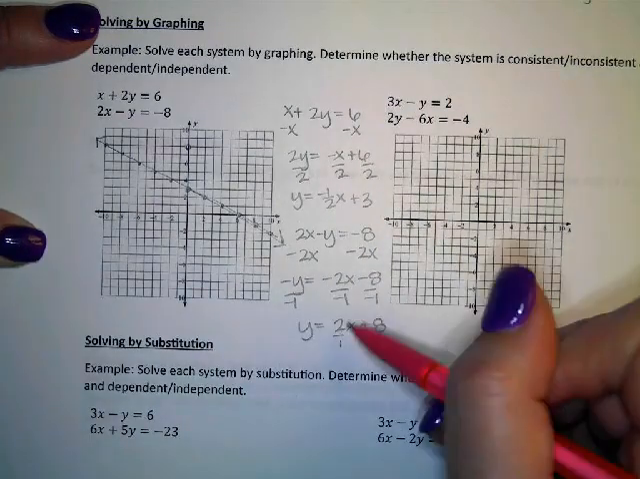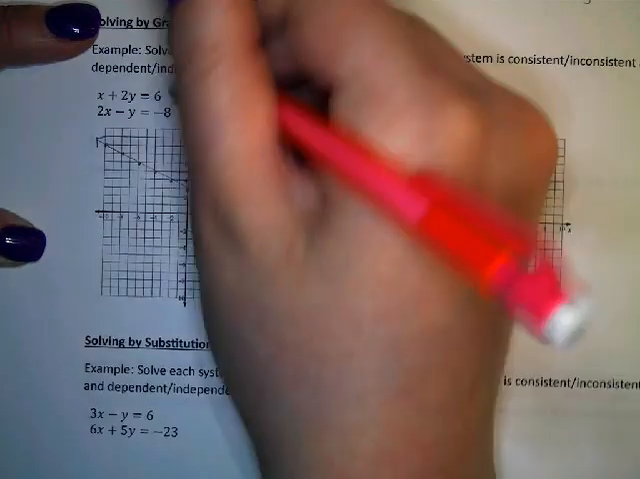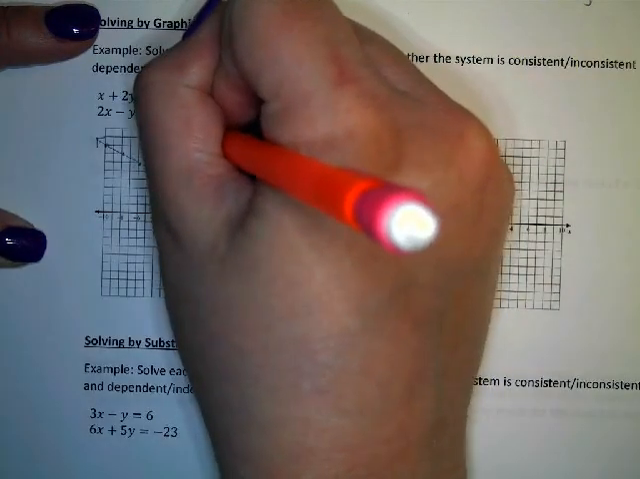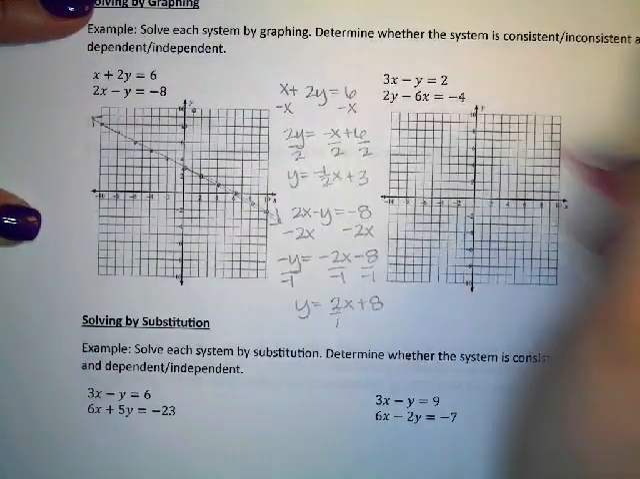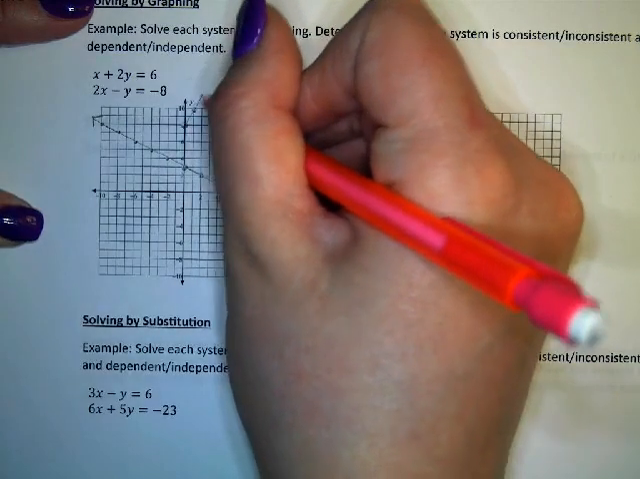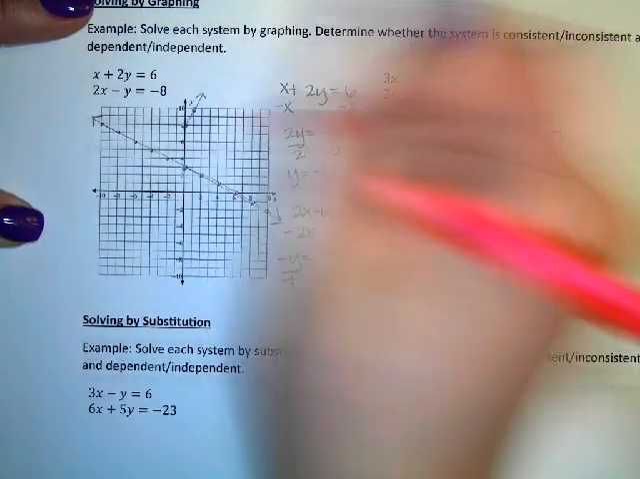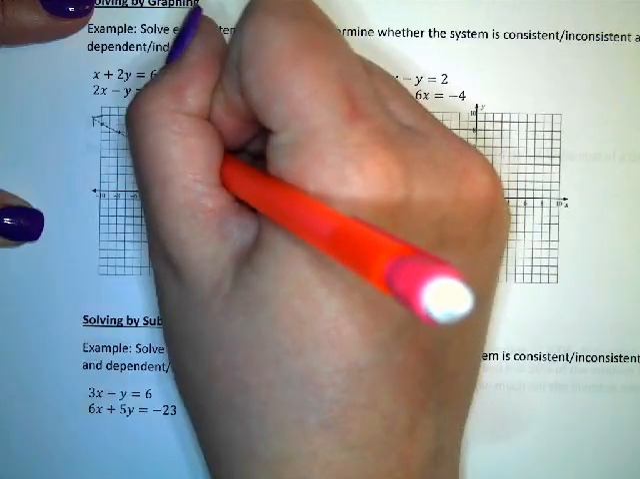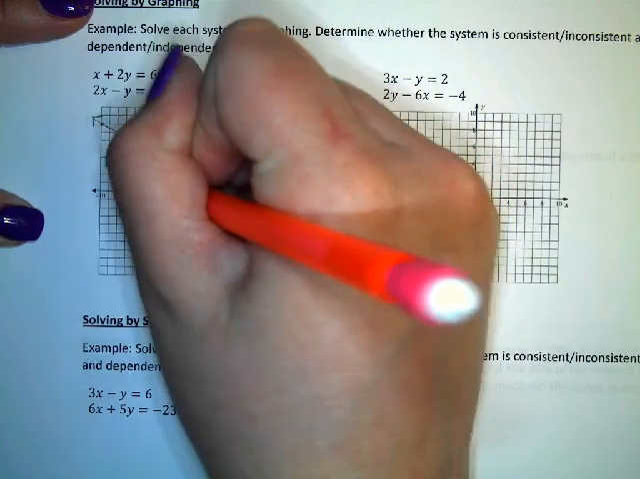So I'm going to go up 2, right 1, up 2, right 1. I was only able to do it once before I ran out of space, so I'm going to continue that pattern, but I'm going to go in the opposite direction. So 2 and 1, 2 and 1, 2 and 1.